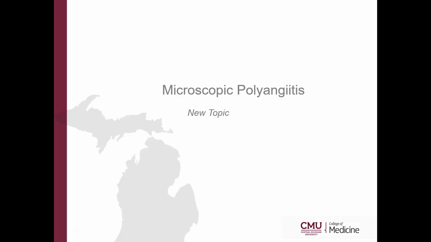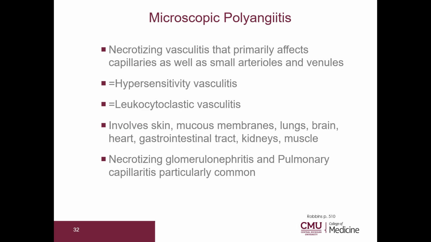Let's go on to microscopic polyangiitis. This is a necrotizing vasculitis that primarily affects capillaries as well as small arterioles and venules. This is the same thing as hypersensitivity vasculitis and leukocytoclastic vasculitis. It involves skin, mucous membranes, lungs, brain, heart, gastrointestinal tract, kidneys, and muscle. Necrotizing glomerulonephritis and pulmonary capillaritis are particularly common.